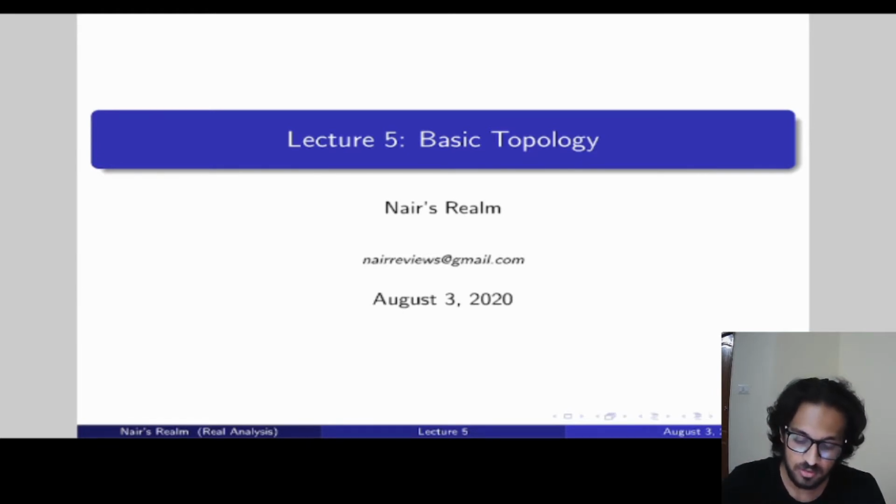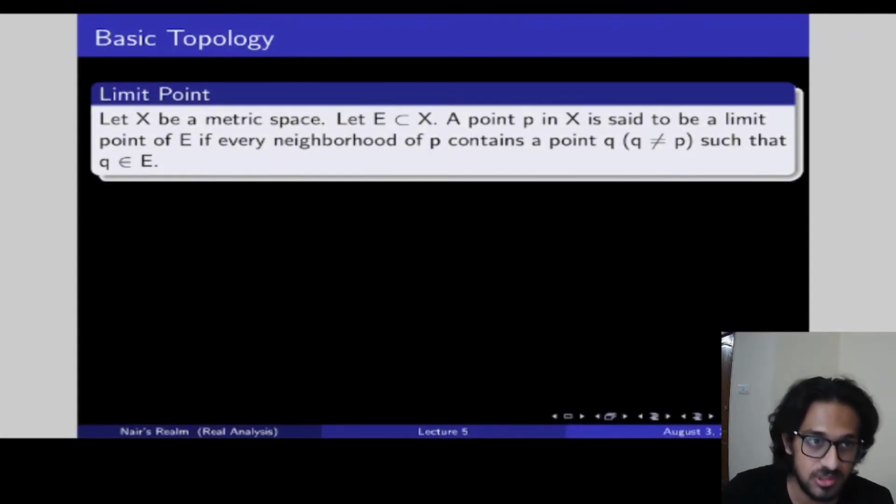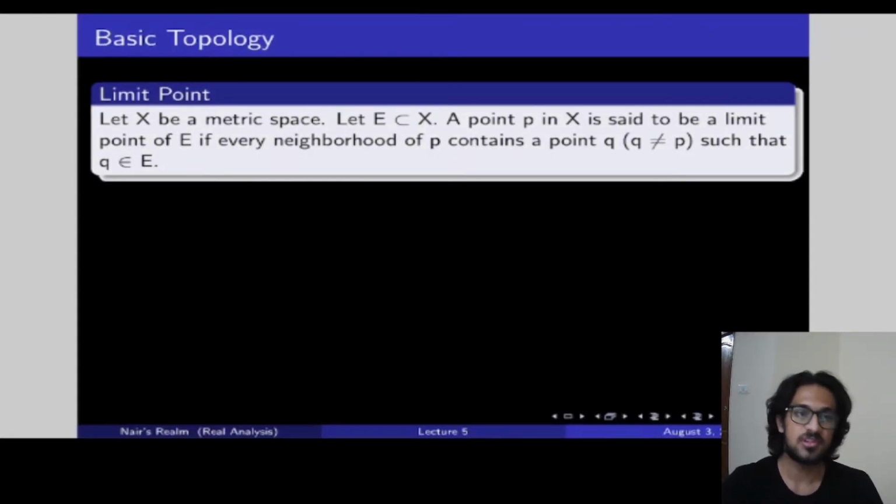So today we are going to continue with basic topology, and this is where we left off in the previous video. In the previous video we spoke about what a limit point was. We introduced what a metric space is, then we spoke about a neighborhood, and then we spoke about a limit point. So just to run through the definition of a limit point again.